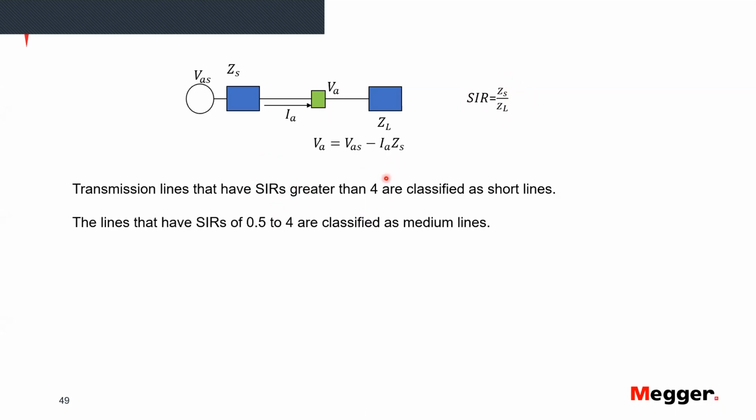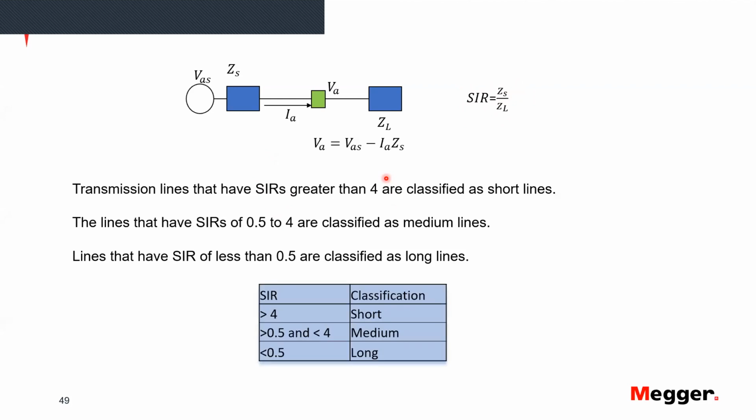We classify them as medium when the source impedance ratio is between 0.5 and 4. And then we classify them as long when the source impedance ratio is less than 0.5. And this table here comes, I believe, from the CIGRE standard, or I don't remember if it's from the IEEE, honestly. We have this classification. I think this is the same on both.